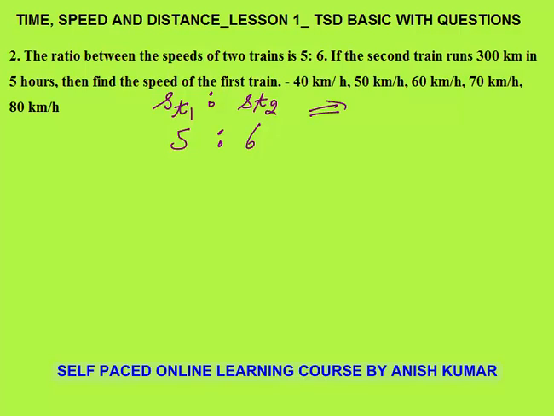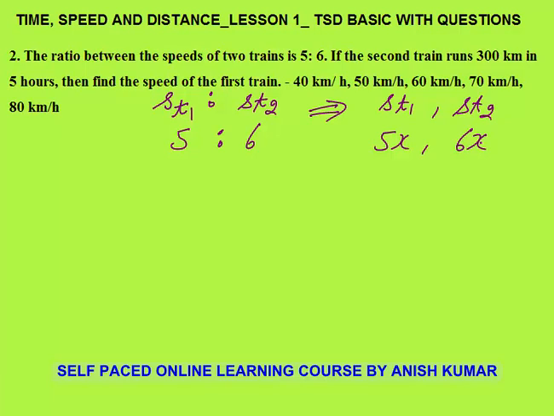Whenever the ratio is given, you can convert the ratio into numbers. So speed of train 1, speed of train 2 is 5x and 6x. But anytime you need to convert numbers into ratio, multiply with a constant. Now second train runs 300 km in 5 hours.